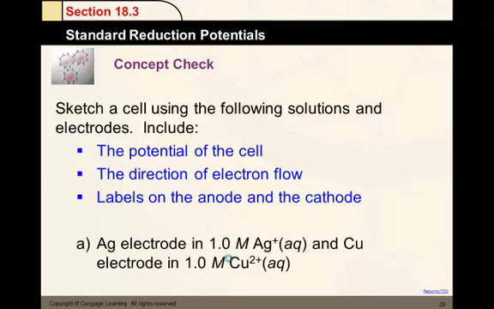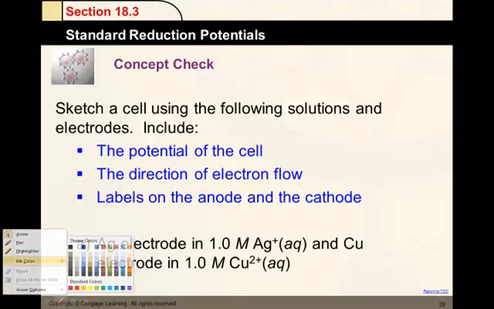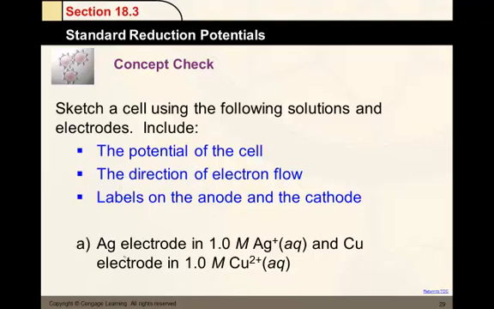Alright, so let's see what we have. We have silver electrode in 1 molar silver ion solution and copper electrode in 1 molar copper plus 2. You notice they're both 1 molar, that's the standard form. Alright, so let's figure out which is which. And sometimes it's easier to figure out which is which when you use your standard reduction potential chart. So I'm going to look up silver and copper.